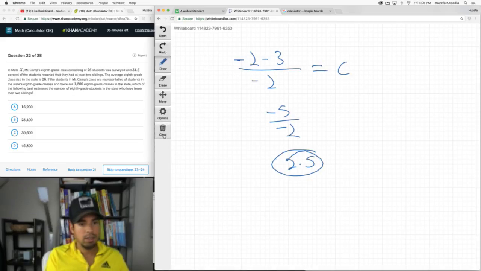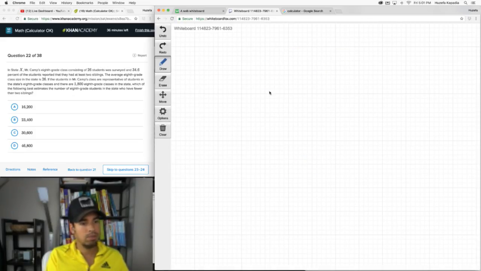22. In State X, Mr. Camp's 8th grade class, consisting of 26 students, was surveyed, and 34.6% of the students reported they had at least 2 siblings. The average 8th grade class size in the state is 26. If the students in Mr. Camp's class are representative of students in the state's 8th grade classes, and there are 1,800 8th grade classes in the state, which of the following best estimates the number of 8th grade students in the state who have fewer than 2 siblings?